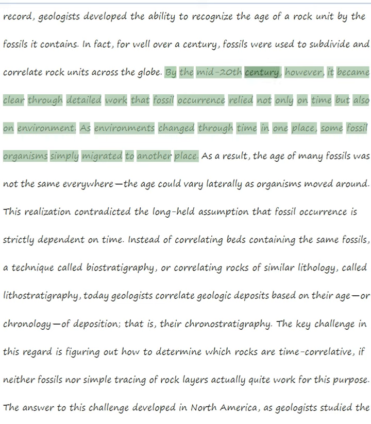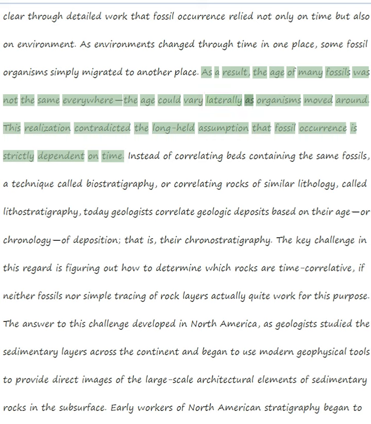By the mid-20th century, however, it became clear through detailed work that fossil occurrence relied not only on time but also on environment. As environments changed through time in one place, some fossil organisms simply migrated to another place. As a result, the age of many fossils was not the same everywhere. The age could vary laterally as organisms moved around. This realization contradicted the long-held assumption that fossil occurrence is strictly dependent on time.